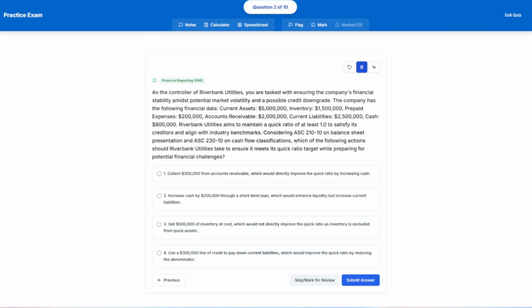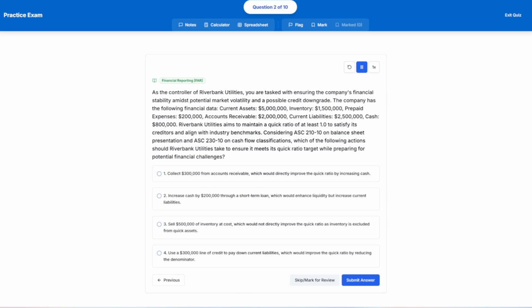Question. As the controller of Riverbank Utilities, you are tasked with ensuring the company's financial stability amidst potential market volatility and a possible credit downgrade. The company has the following financial data. Current assets, $5 million. Inventory, $1,500,000. Prepaid expenses, $200,000. Accounts receivable, $2 million. Current liabilities, $2,500,000. Cash, $800,000.